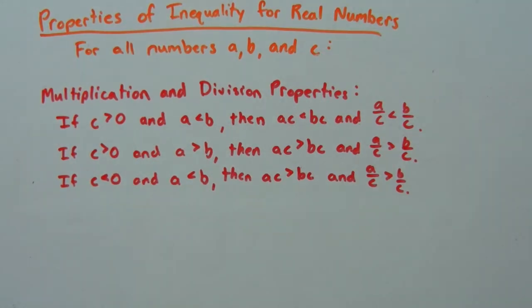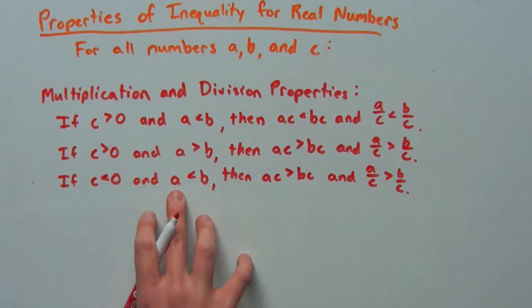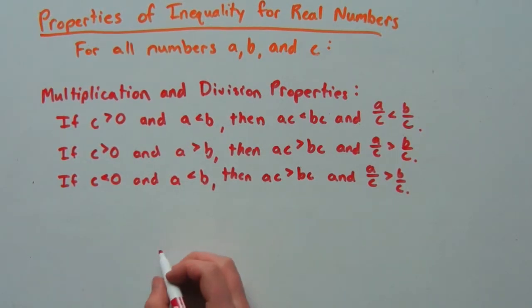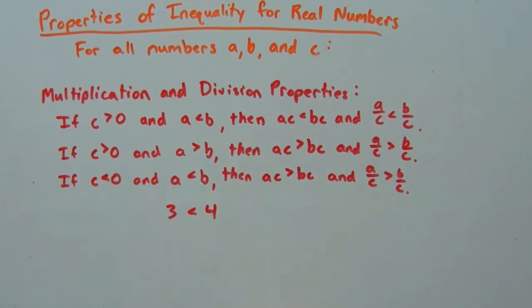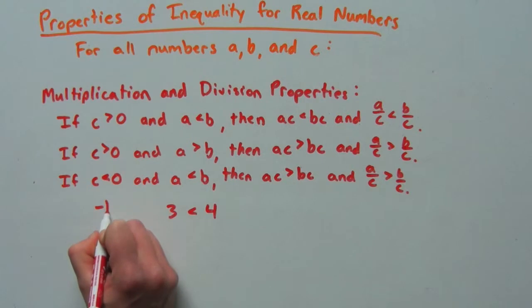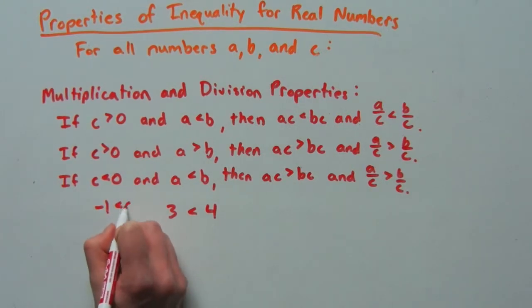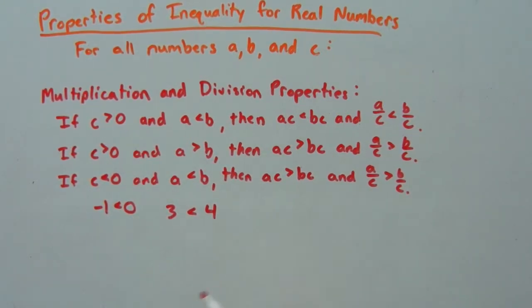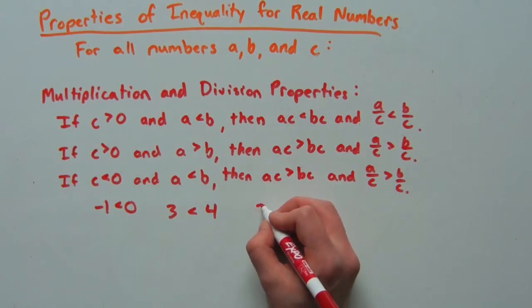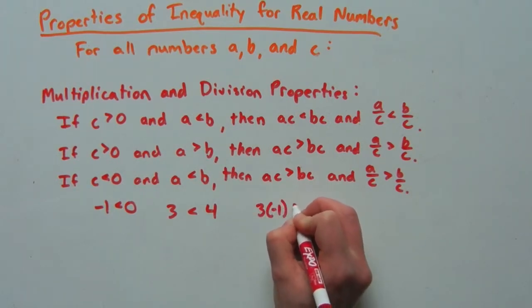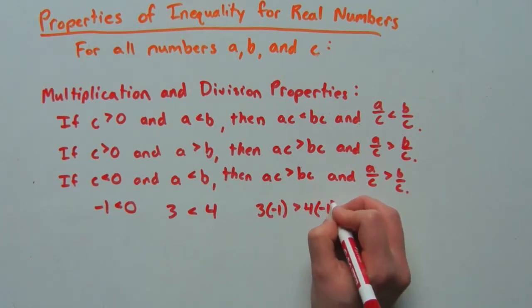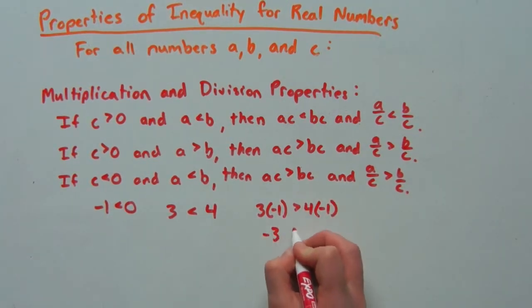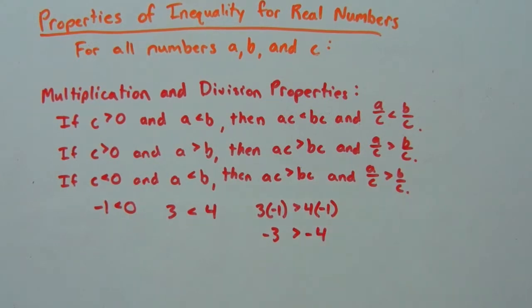So think about this. If we had A that was less than B, so we had 3, which is less than 4. And our C is some negative number, let's say negative 1, because negative 1 is less than 0. Then 3 times negative 1 is greater than 4 times negative 1. That would be negative 3 is greater than negative 4.